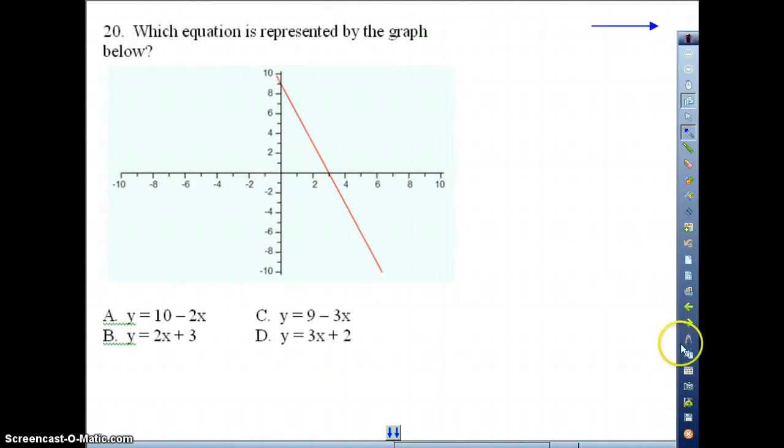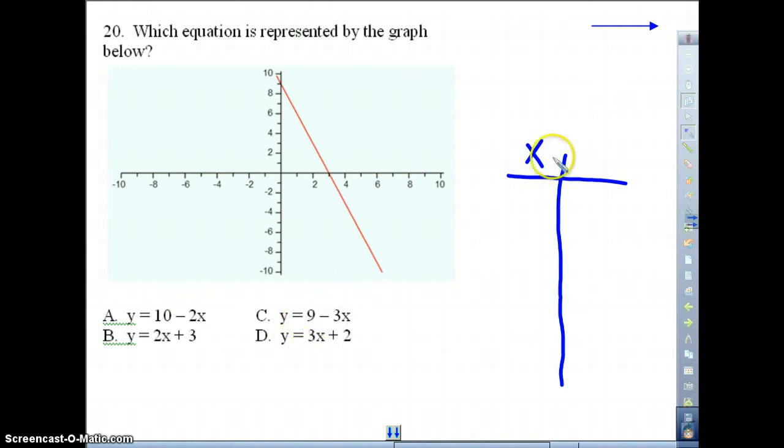Number 20. Which equation is represented by the graph below? Ooh, this one's tricky. I wished I had a set of ordered pairs just like we did in the last problem, so I could pick the x values, substitute them in, and see if I get back the y values. Could you use this graph and generate a couple of ordered pairs?